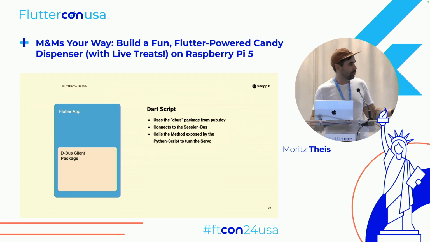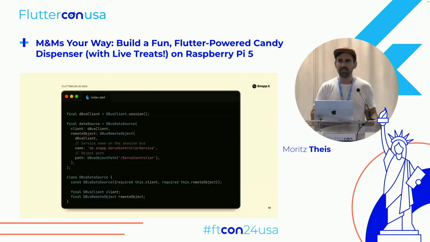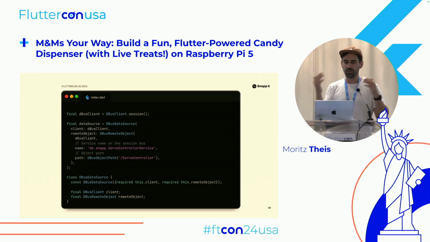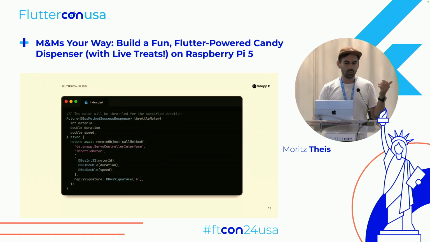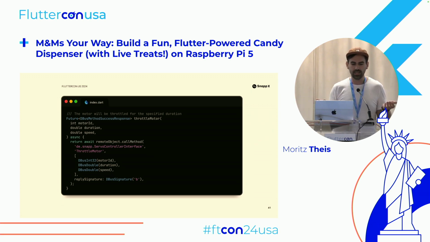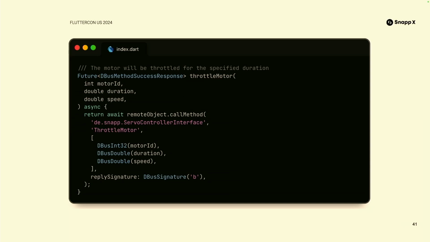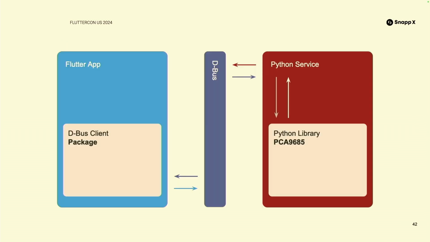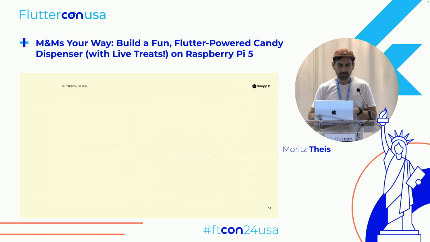So let's look at how this looks on the Dart side. In the beginning, you can really just use a Dart script. In Dart, we use the dbus package, and we just enter the same information we entered on the Python side, like the name of our dbus instance. Next, we create a function called throttle motor. You will see we have some syntax to follow, like a signature, what arguments go in, and so on. And that's already it. We're controlling the servo from our Flutter app through dbus and our Python script.